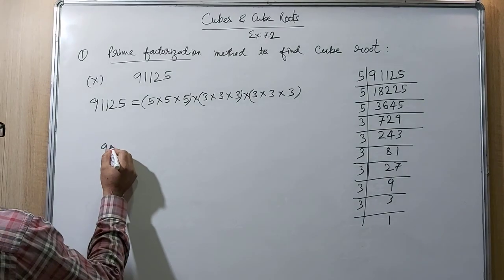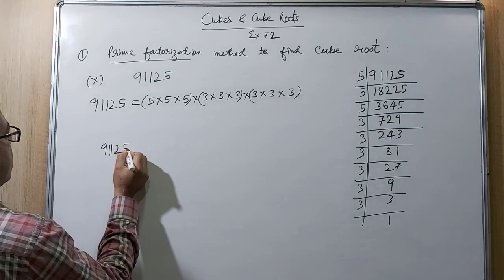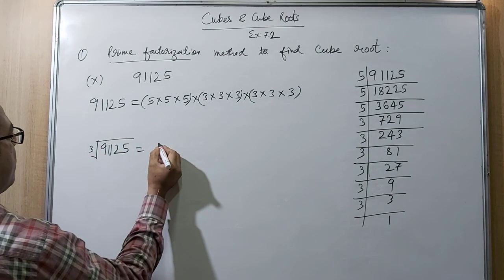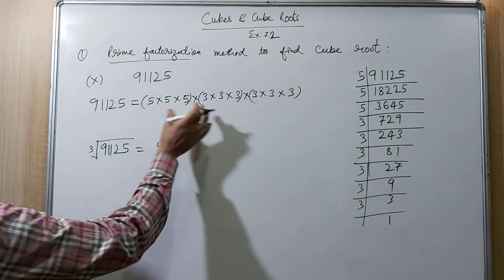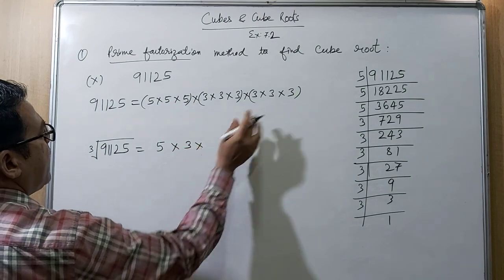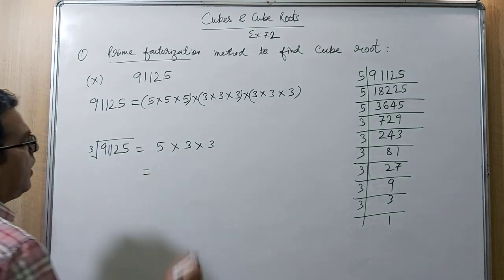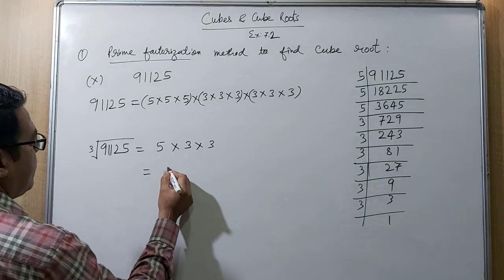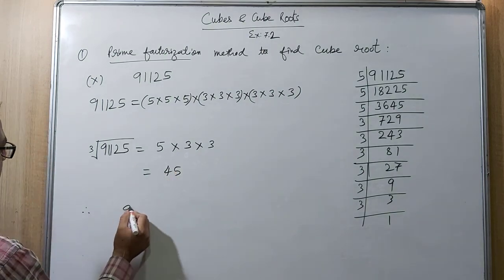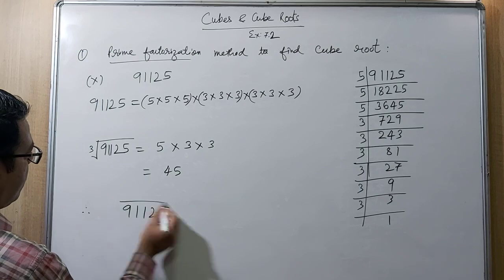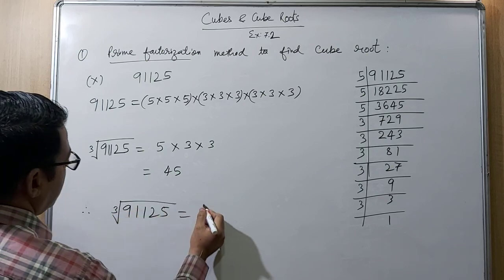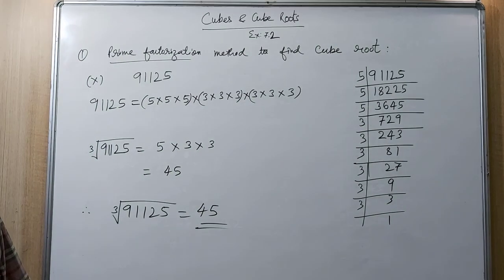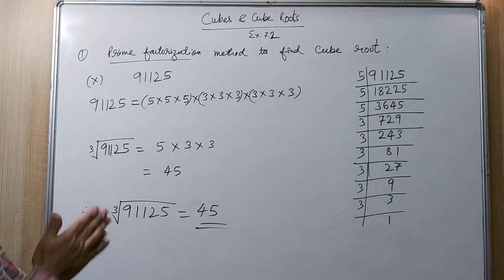So the cube root of 91,125 is one value from the first triplet, one value from here, and one from here. So 5 threes are 15, 15 threes are 45. So the cube root of 91,125 is 45. Hope you understand, guys. Now, the first question from exercise 7.2 is solved here.